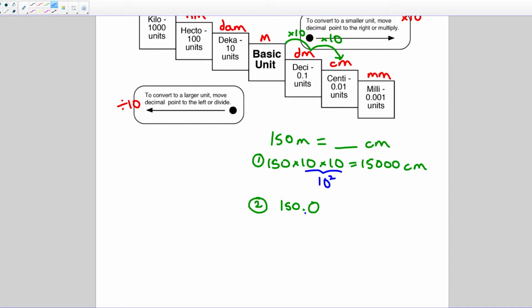Move this decimal 2 units to the right. Now what I tend to tell my students is each of these little jumps is kind of an egg holder. So there's room for one more egg here. And we can see here that we have a grand total of 15,000 centimeters. So either method will get you to the exact same place.